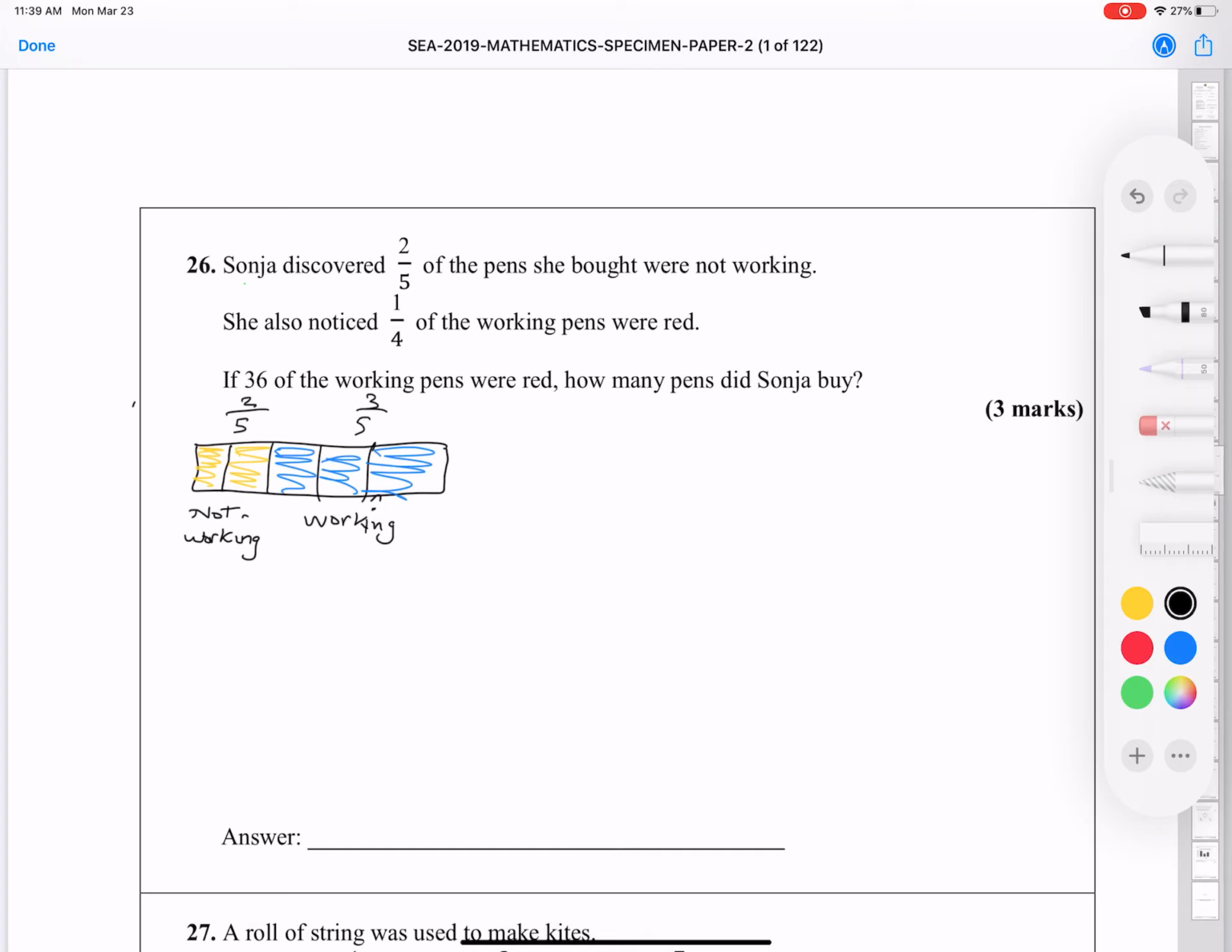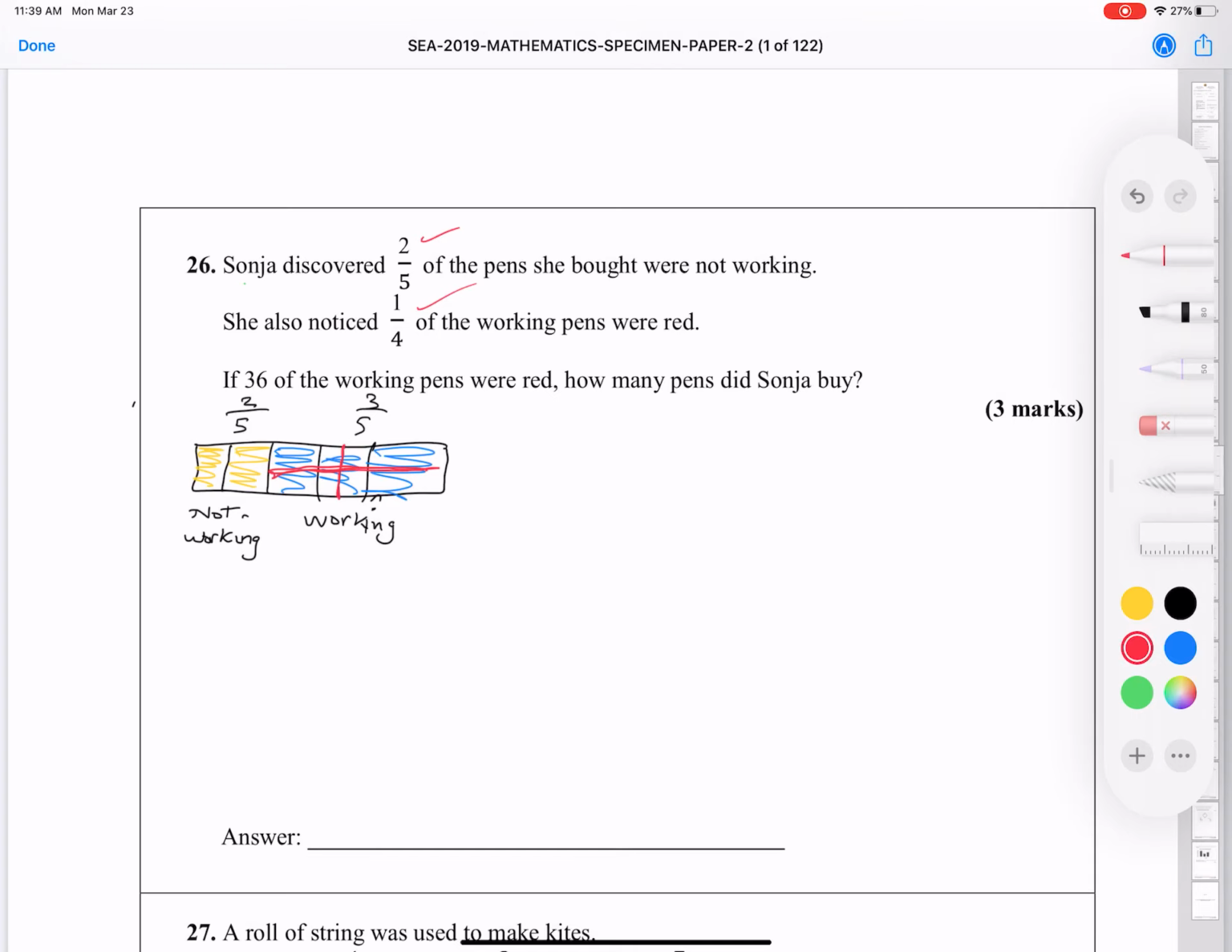Let's continue reading. She also noticed 1/4 of the working pens. 1/4 of what? This blue section we just drew here. 1/4 of that, the working pens, were red. So I'm just going to divide that section into quarters. Straight down the middle, that's 2 equal parts. Now notice this is not a quarter of the whole. It's just 1/4 of the working pens were red. So we have used this information.